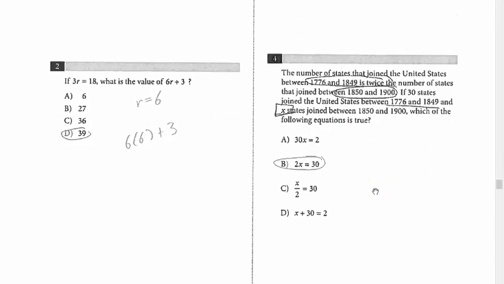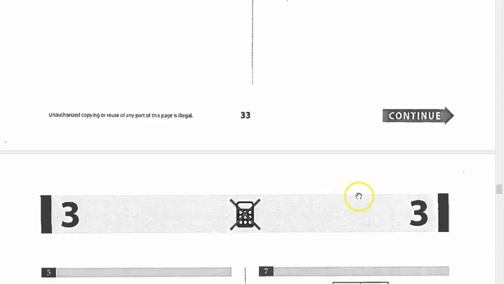Next one, what we're looking for here is which of the following equations are true. We find out the number of sales in the first time period is twice the number in the second. From that idea of twice, that means 2 times. And then we know that 30 is where we started, so 2x is equal to 30. So this is just taking the words and putting it into an equation.